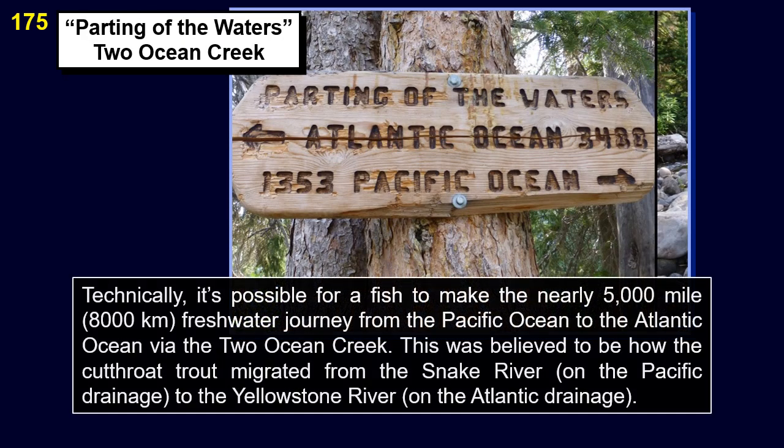Technically, it's possible for a fish to make the nearly 5,000-mile, 8,000 kilometers, freshwater journey from the Pacific Ocean to the Atlantic Ocean via the Two Ocean Creek. This was believed to be how the cutthroat trout migrated from the Snake River, on the Pacific drainage, to Yellowstone River, on the Atlantic drainage.